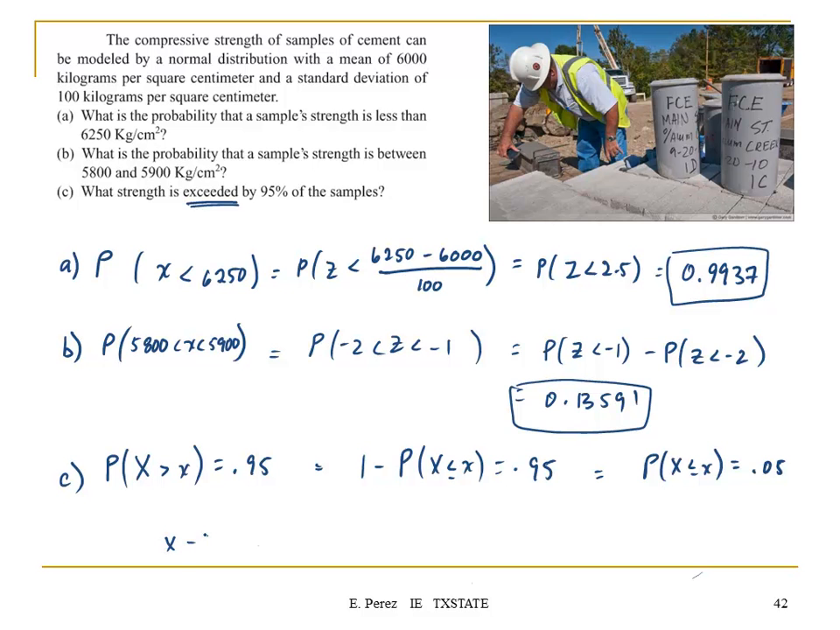Okay, so now if you solve for x, you'll get x minus 6,000 divided by 100. What would be the value of Z? Negative 1.65. So x will be equal to 5,835. So that would be the strength that you have to apply to exceed 95% of the sample.